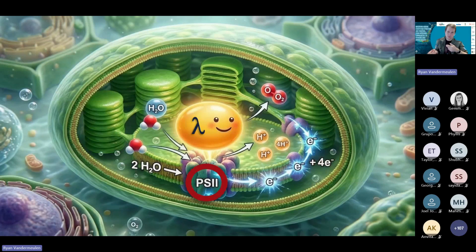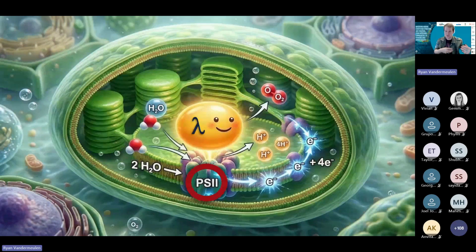So when chlorophyll absorbs a photon, that energy excites an electron to a higher energy state. And those electrons then enter an electron transport chain where the movement ultimately helps create the chemical energy needed to build organic carbon. But those electrons have to come from somewhere.